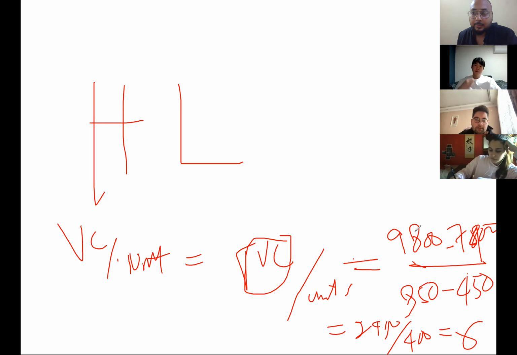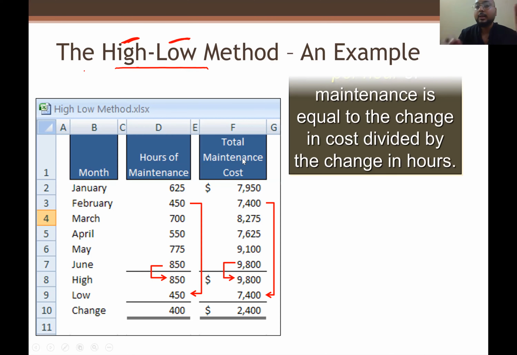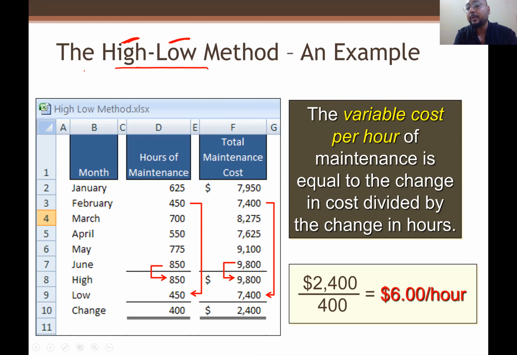Sorry, sir. This is for finding what? Variable cost per unit. Right? The high-low method is basically going to help you to find out variable cost per unit. And when you find out the variable cost per unit, use the mixed cost formula, you will find out the rest of the things. Right? How? Let's talk about that.